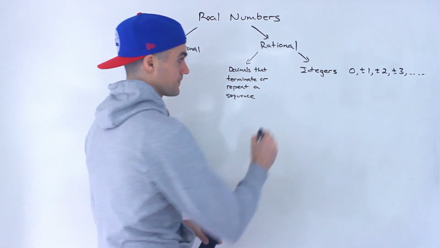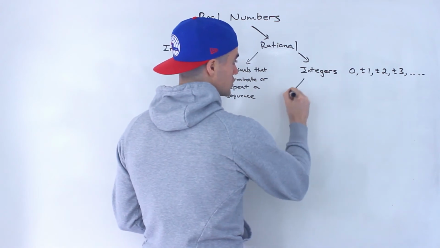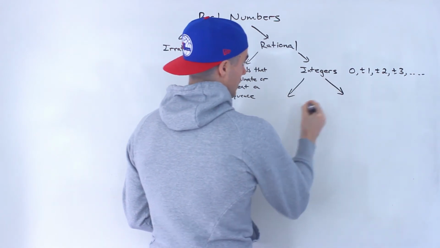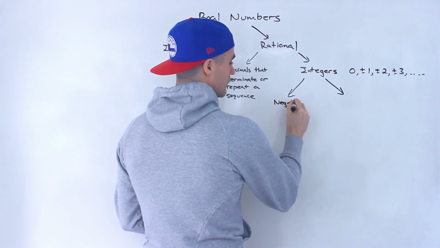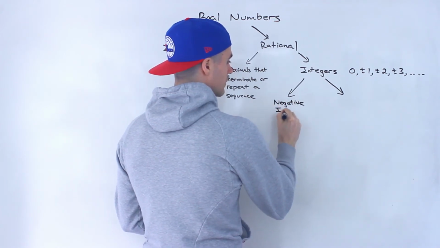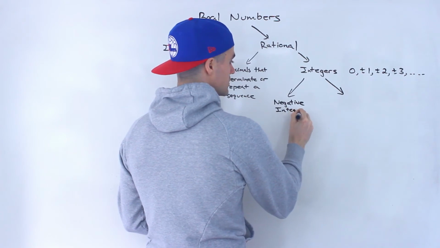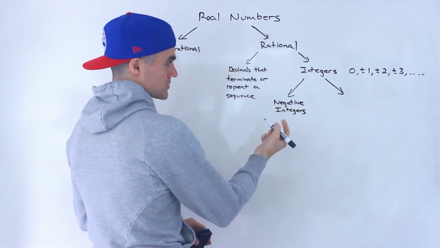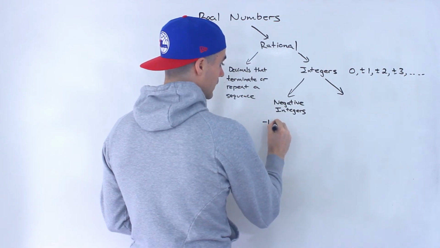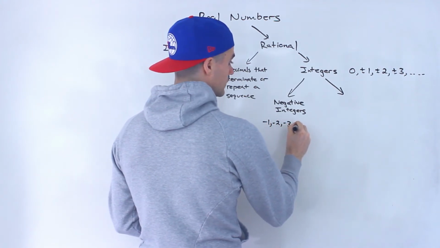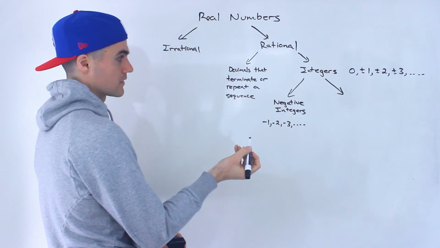And as we talked about, integers are split up into negative integers. This one's pretty simple. Basically, all the negative numbers there. So -1, -2, -3, etc., etc.